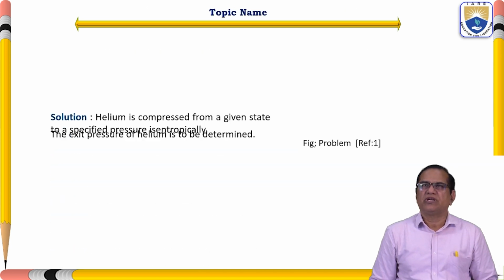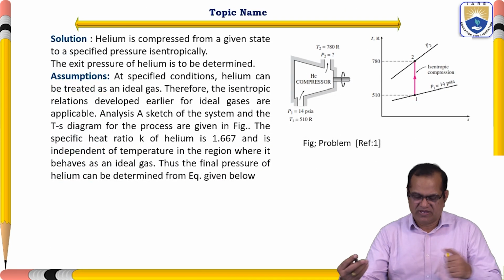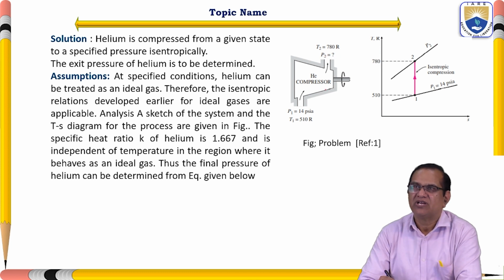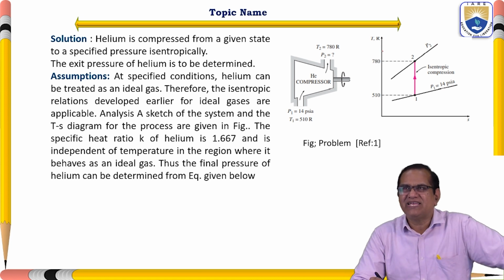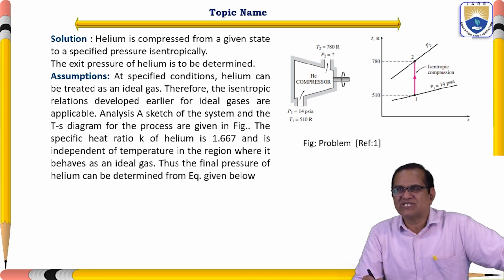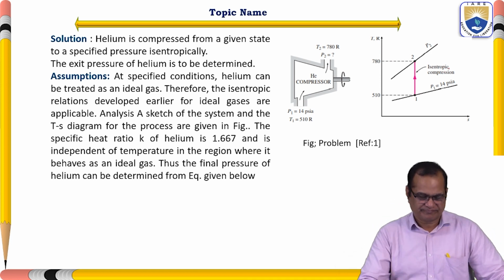So if you see here, P1 is given as 14 psi. T1 is equal to 510 Rankine because we have converted it. Here T2 we got as 780 Rankine, and we have to find out P2, and this is the compression. So if we draw the T and S diagram, it is an isentropic process, the compression from 1 to 2. How to find this, we are going to discuss in this problem.